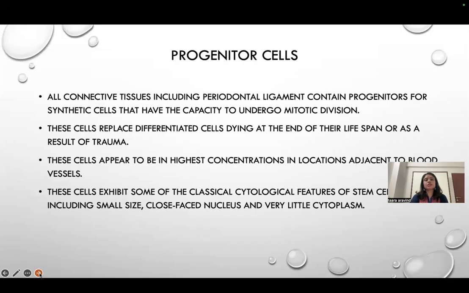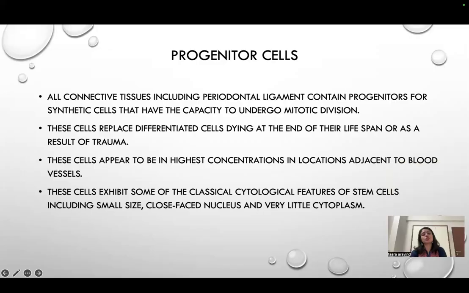Coming to the progenitor cells. Progenitor cells are cells that have the capacity to undergo mitotic division. When needed, they can differentiate into various types of cells. These cells appear to be in highest concentration in locations adjacent to blood vessels. They exhibit some of the classical cytological features of stem cells, including small size, close-face nucleus, and very little cytoplasm. They replace differentiated cells dying at the end of their lifespan or as a result of trauma.